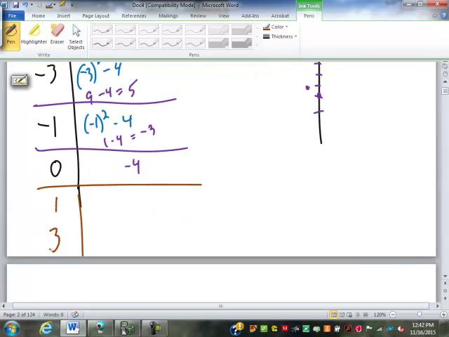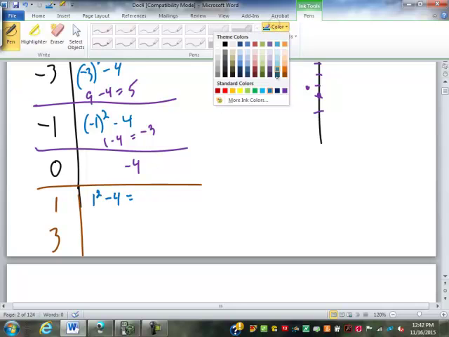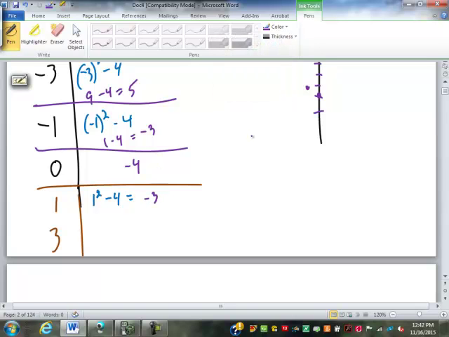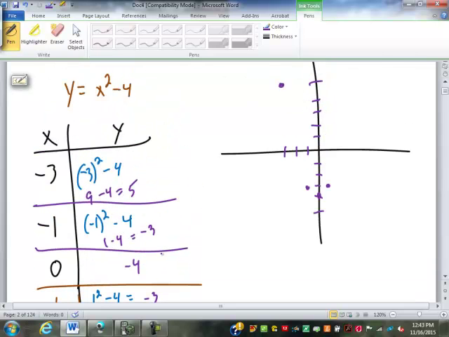Well, I've got positive 1 and positive 3. If I put in positive 1, 1 squared minus 4 is negative 3. So 1, negative 3. I put in 3. 3 squared minus 4. What's 3 squared? 9. Minus 4 is 5. So 1, 2, 3, 5.